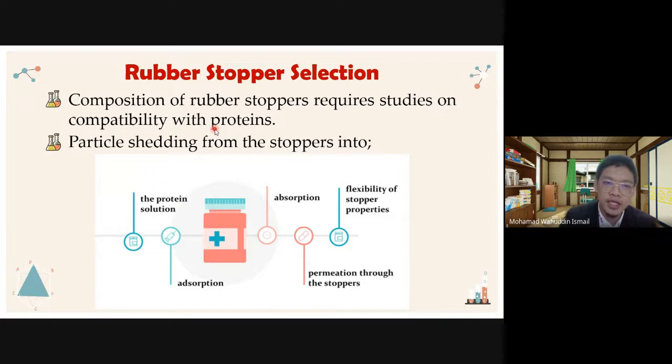Okay, in choosing a rubber stopper, it's possible that particles shed from the stoppers into the protein solution via absorption and then permeation through the stopper, and flexibility of stopper properties. So meaning the particles of the drug can move towards the rubber stopper. That's why it is also important to ensure that the particles remain within our vial.